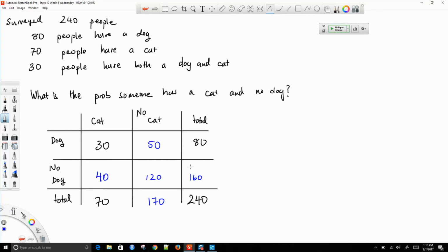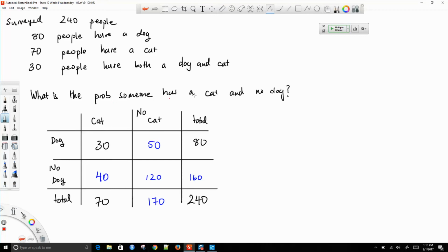If we wanted to, we could have also set them up using probabilities. We would put a total of 1 in the corner, and then we would have said 80 out of 240, that's 0.333. We could have put 0.333 here. So rather than counts, we could have also used probabilities. Okay, so anyway, now that we have this table filled out, we can answer this question.